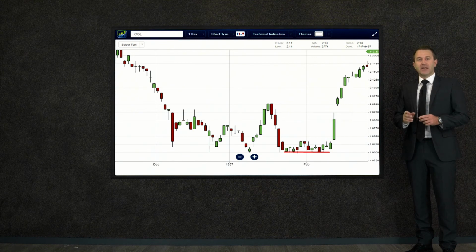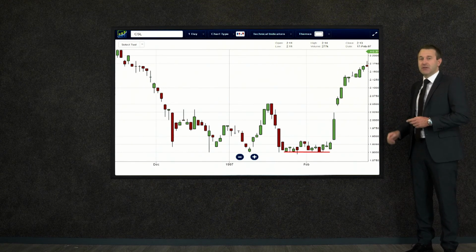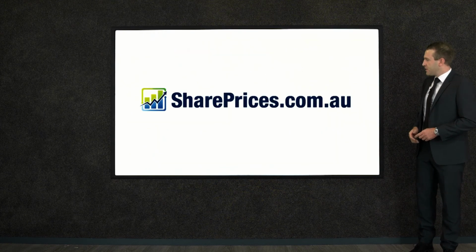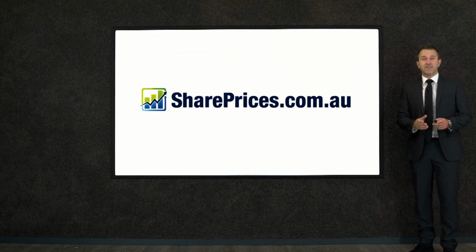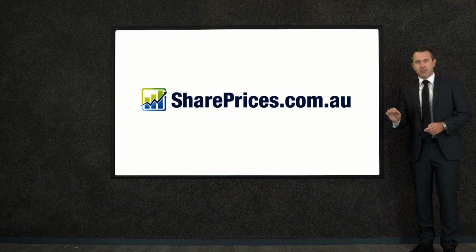Make sure you're aware of other candlestick chart movements and formations. We've got videos on so you can get an indication of what might happen after that basing. On this occasion, it's taken off, so good news. So that is basing. So go to shareprices.com.au now, see if you can find it. Keep an eye out for that baseline after a long downward trend to that point.